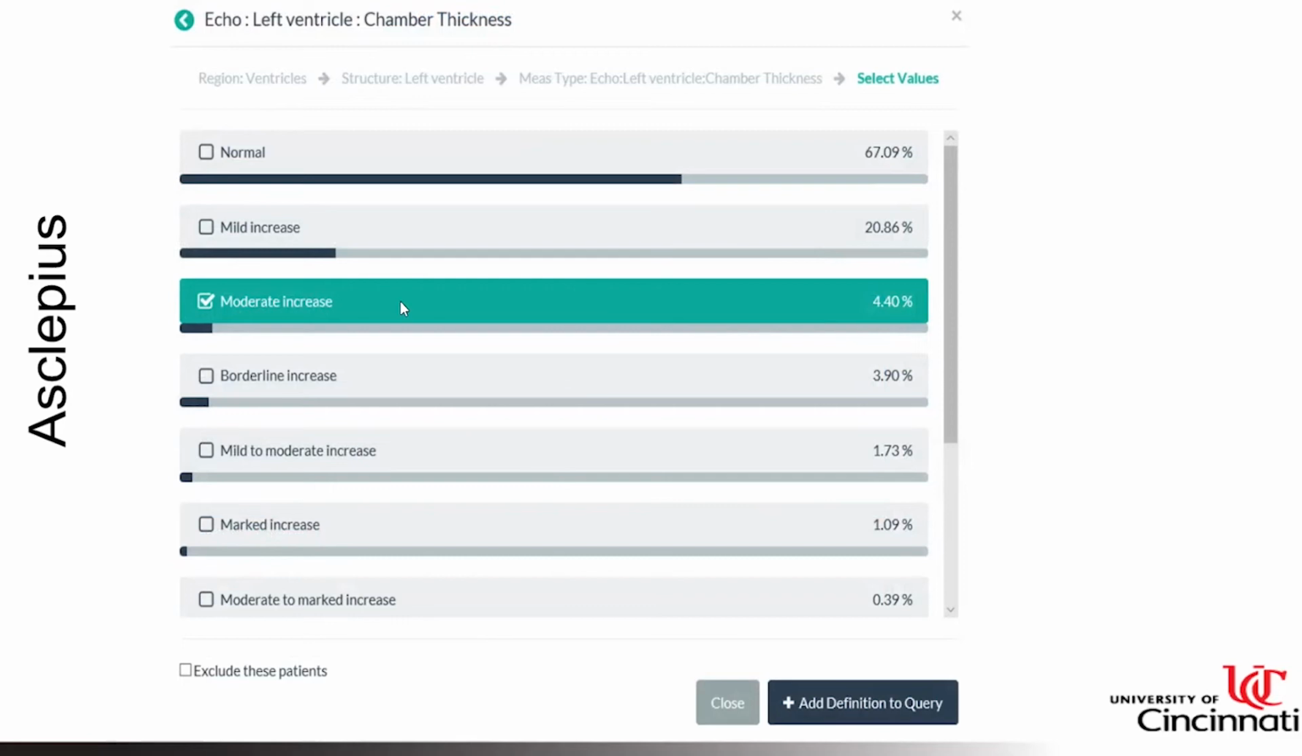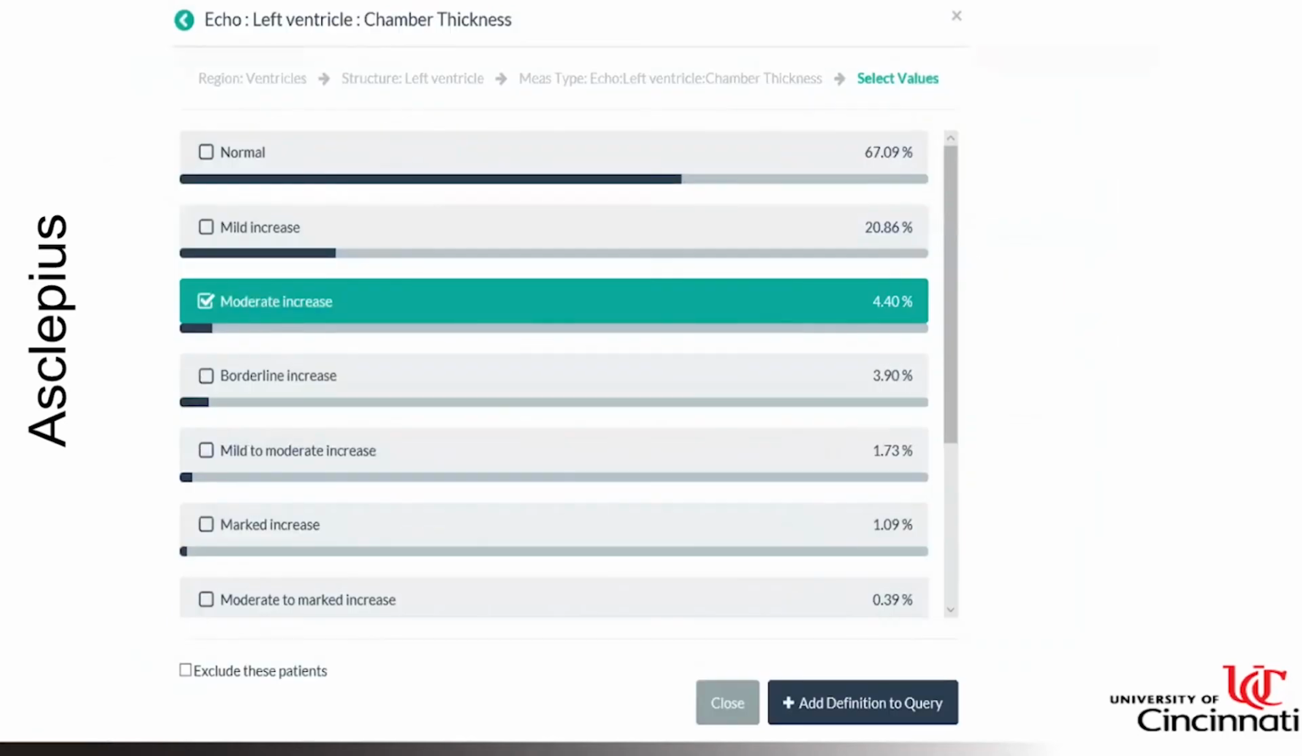So all this data was in Merge Cardio. It doesn't get into Epic. So what we did, we reverse engineered the data model for Merge Cardio, and we were able to legally extract the data and put it into this warehouse or data mart, and then put an interface on top of it. So now we have 4.4% of the population had a thicker left ventricle.